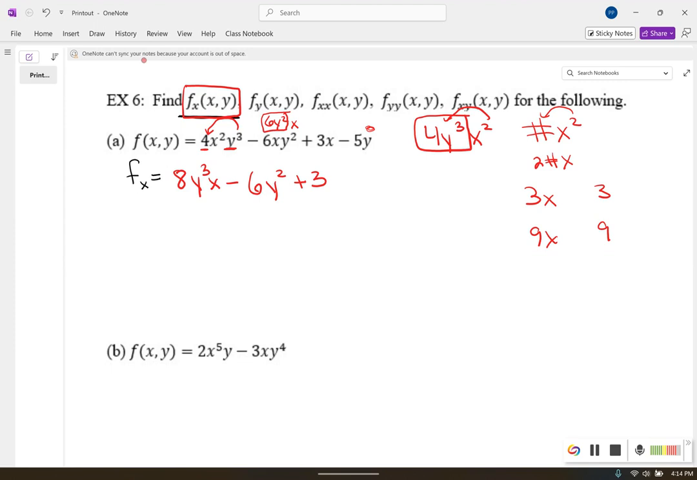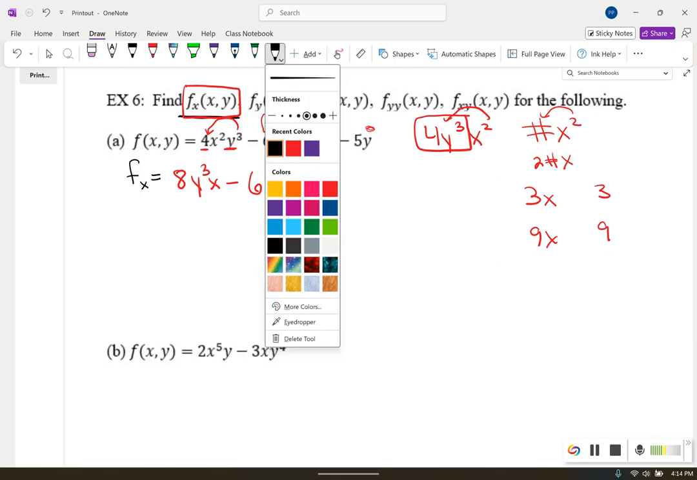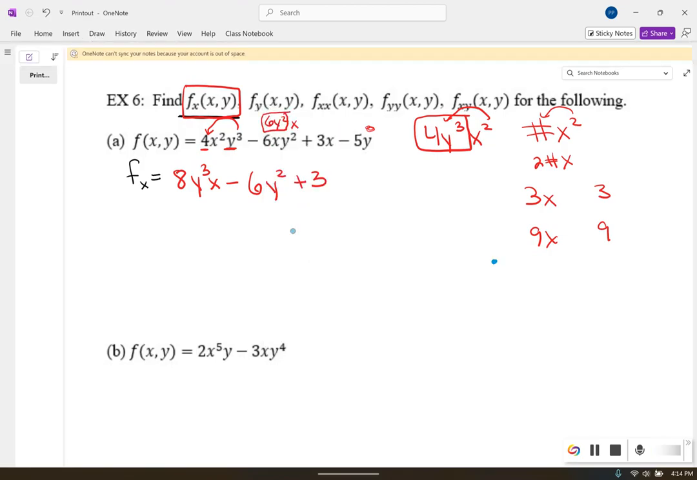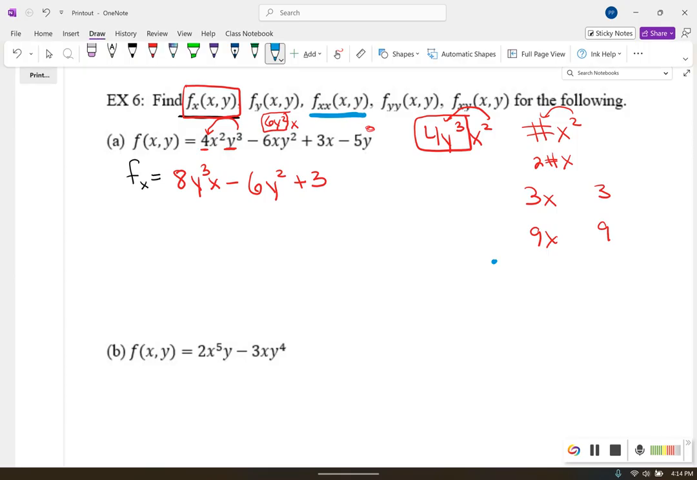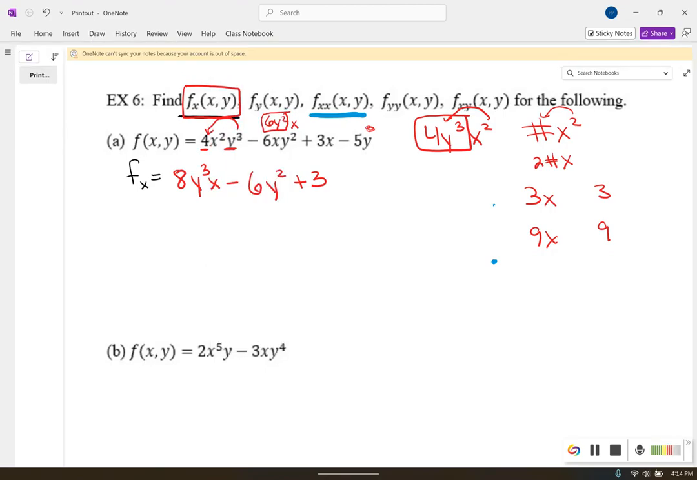All right? And so we just did this one, f sub x. We could also do partial derivative with respect to y, but I'm going to skip that one for a second, and I'm going to move to this next one over here. All right, and I'm going to find this one, and that is f sub xx, which is the partial derivative with respect to x, and then the partial derivative with respect to x again.